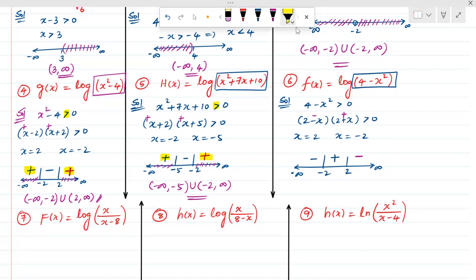We need here more than. More than means only one interval, that is in between plus and minus 2. So the domain is minus 2 comma plus 2. That's it.